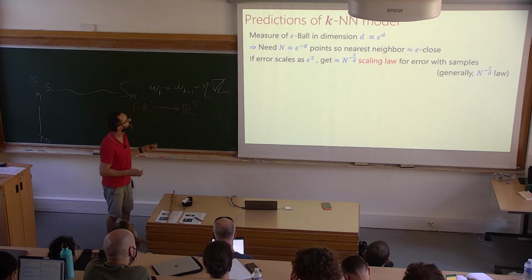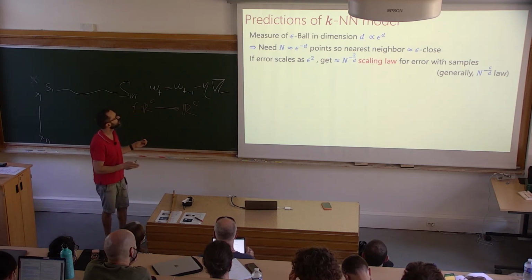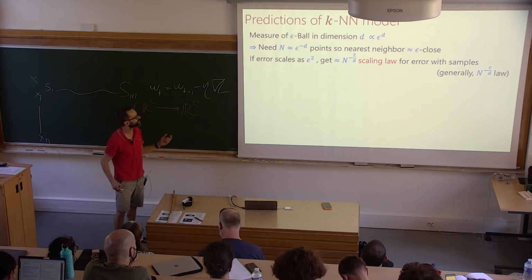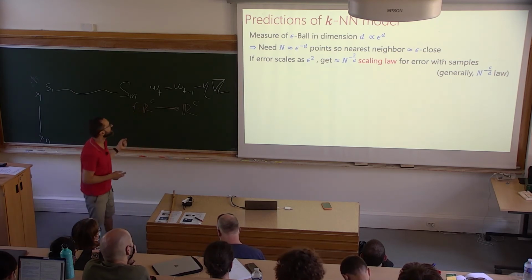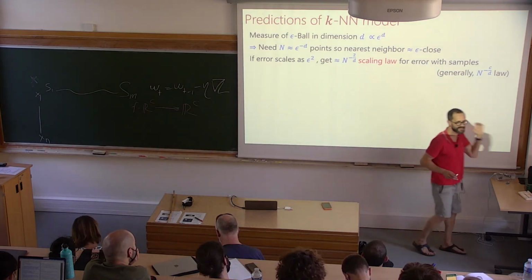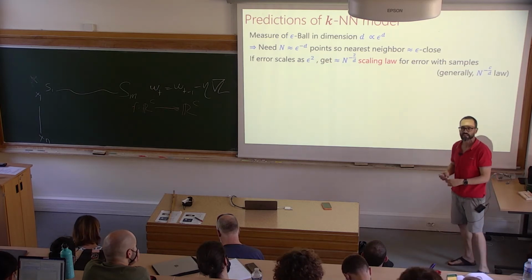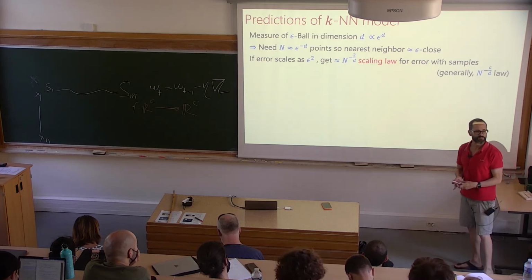If you think of your error scaling as epsilon squared, then you would get something like epsilon to the minus 2 over d scaling law for errors with samples. Generally you'd expect some n to the minus c over d kind of law, and it might depend a little bit on the smoothness, etc., of your error and of your predictor.